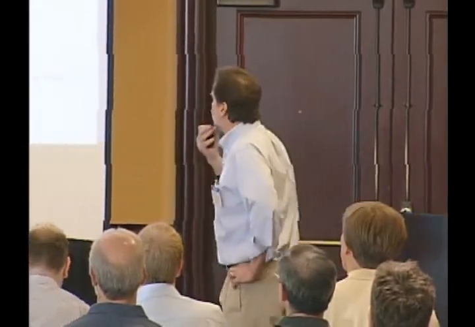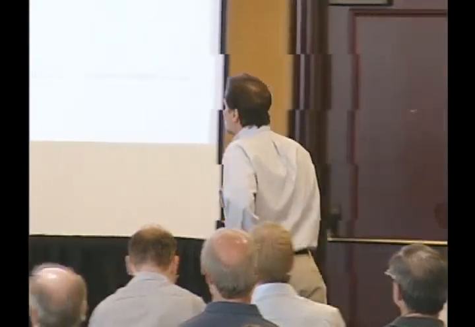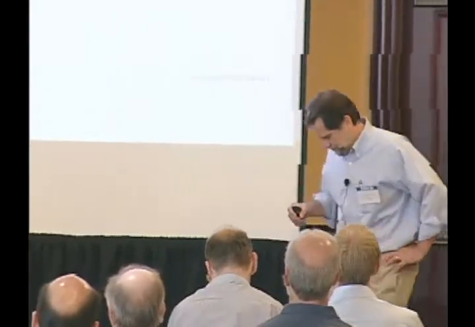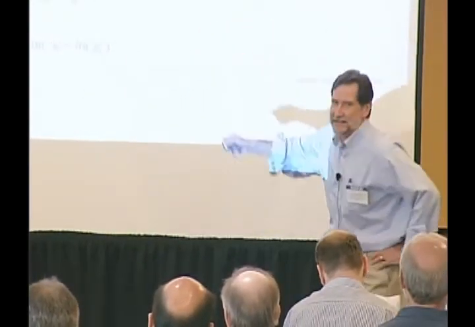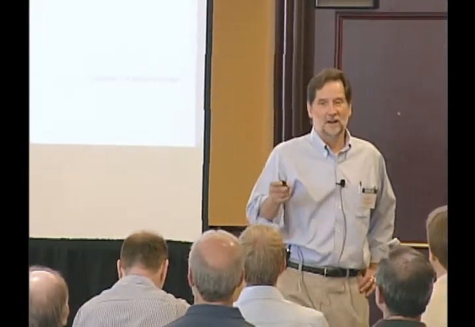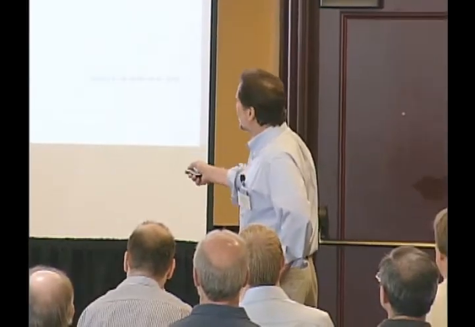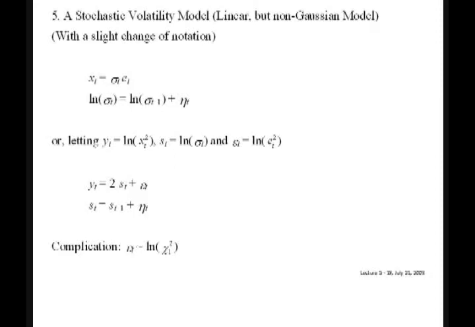So you could think about just going about your business. The only complication here is that now this epsilon, if I started out with E being normal 0, 1, what's epsilon? Epsilon is the log of E squared, right? So this guy's going to be non-Gaussian. It's going to have a distribution which is the log of a chi-squared 1. So we're going to think about doing filtering in a linear model, but with error terms, one particular error term, which is non-Gaussian, and ask what happens here. Okay.